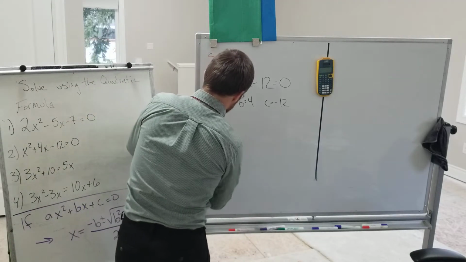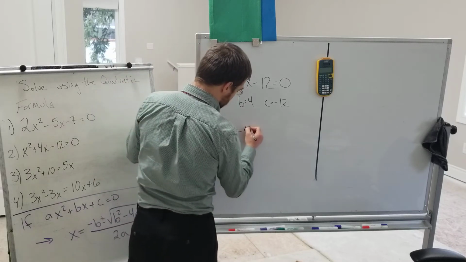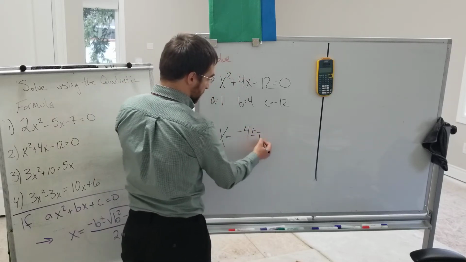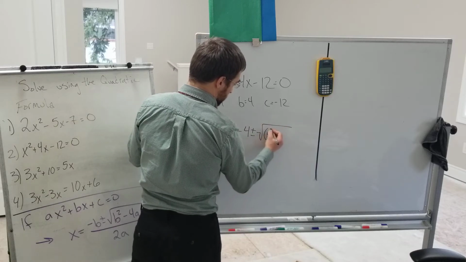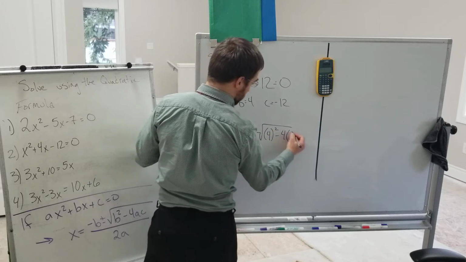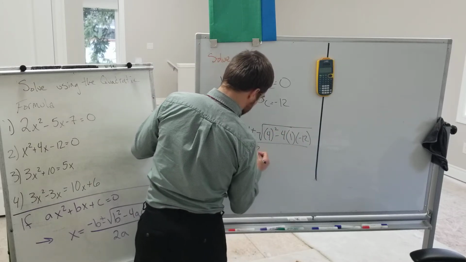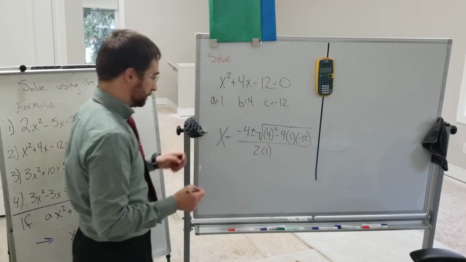All right, so now I'm going to put everything in the quadratic formula. X equals opposite of b, so negative 4 plus or minus the square root, 4 squared, minus 4 times a, which is 1, times c, which is negative 12, all divided by 2 times a, which is 1.